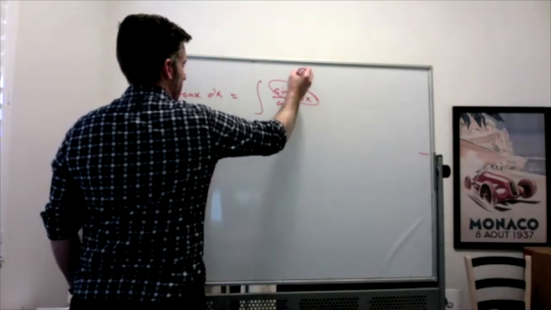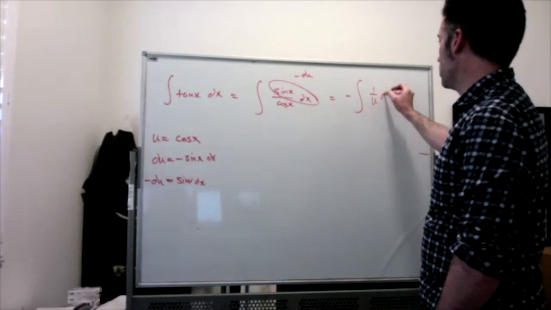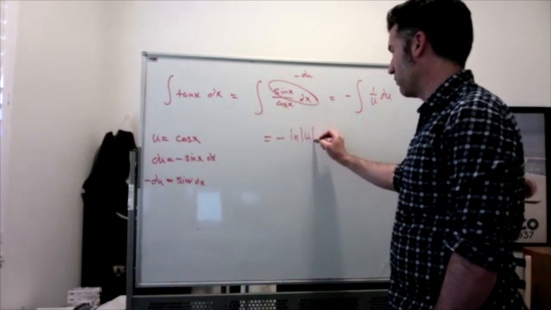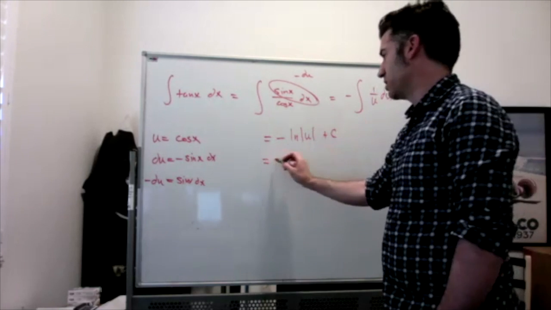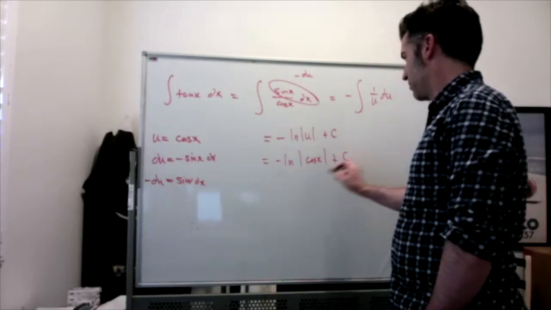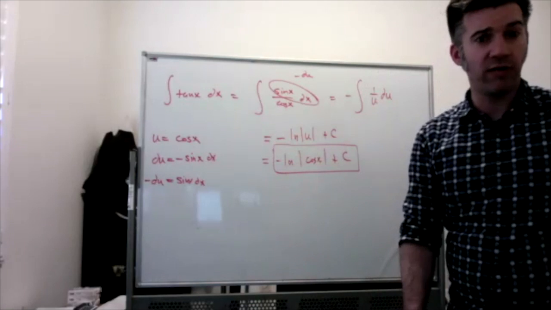That right there is your negative du. This becomes the negative integral of 1 over u du, which is the negative natural log of the absolute value of u, which is the negative natural log of the absolute value of cosine of x. That is your antiderivative of tangent.